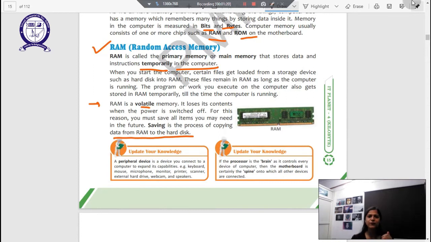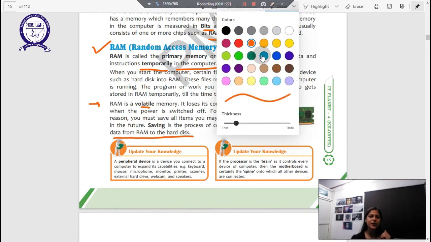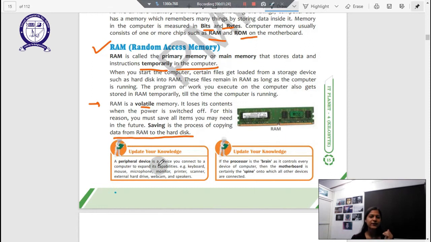Okay, so we have two fun updated knowledge sections here. Let's read about them. A peripheral device is a device you connect to a computer to expand its capabilities. Peripheral devices are the ones that we attach. So keyboard, scanner, printer, speakers, webcam, all such devices are peripheral devices.